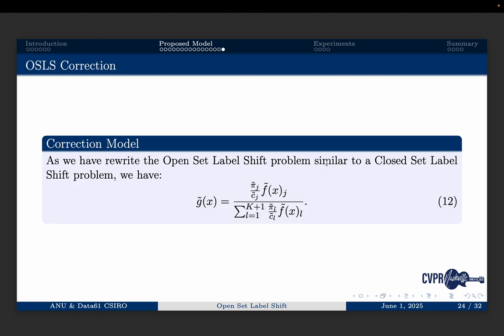After having this estimate of the target domain label distribution, the source domain label distribution, and the rho correction model, we can correct the open set label shift classifier from the source domain to the target domain with this simple equation 12.